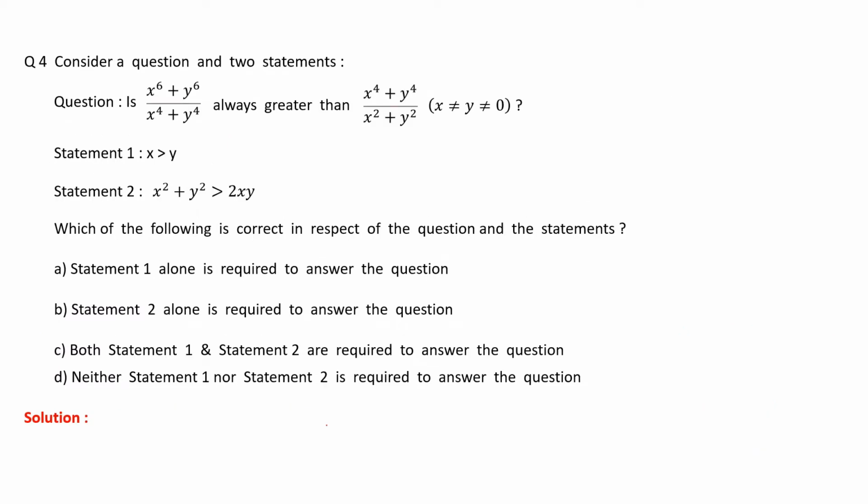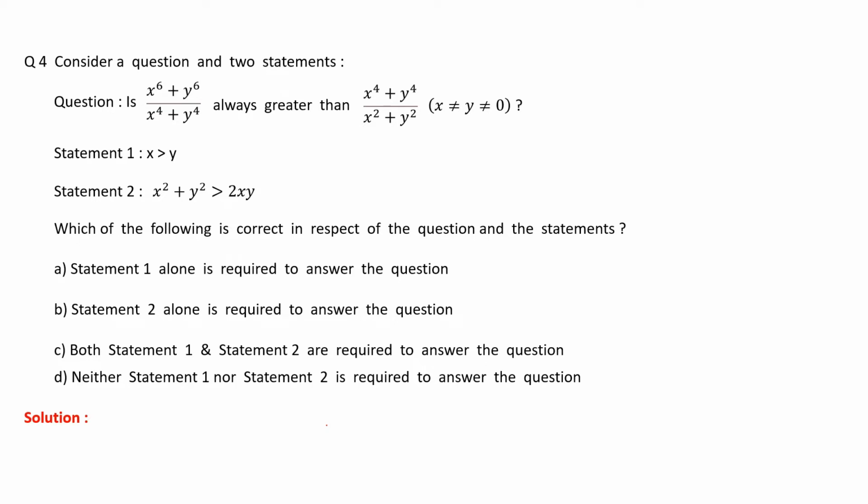Students, this is the fourth problem. It's a nice question. It involves the use of inequalities as well as some algebraic identities. The question says, is the quantity (x to the power 6 plus y to the power 6) whole divided upon (x to the power 4 plus y to the power 4) always greater than (x to the power 4 plus y to the power 4) whole divided upon (x square plus y square)? We are also given that x not equal to y not equal to 0. And we are given two statements. First statement says x greater than y, and second statement says x square plus y square greater than 2xy.